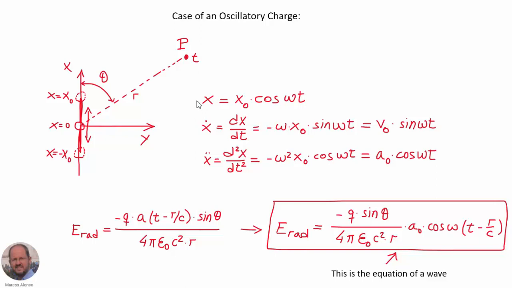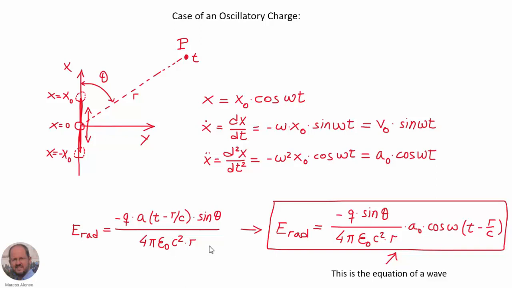We have this expression here for the movement of the particle following a cosine in time. Then we can obtain the speed of the particle by taking the derivative with respect to the time. So we get this expression here. And if we take again the derivative, so the second derivative of the position with respect to the time, then we can get this final expression here for the acceleration.